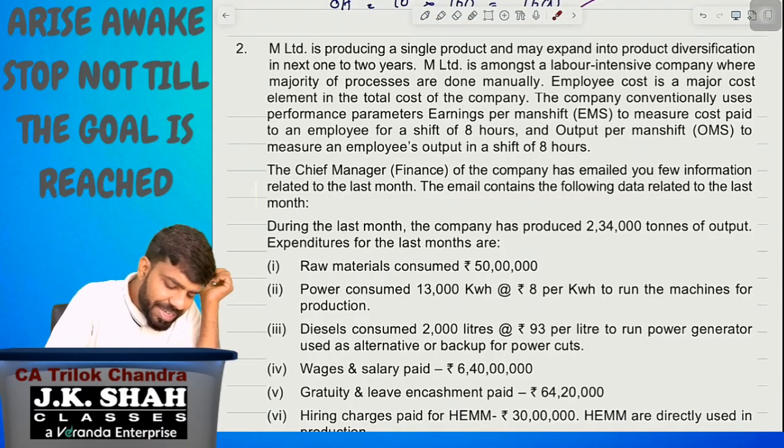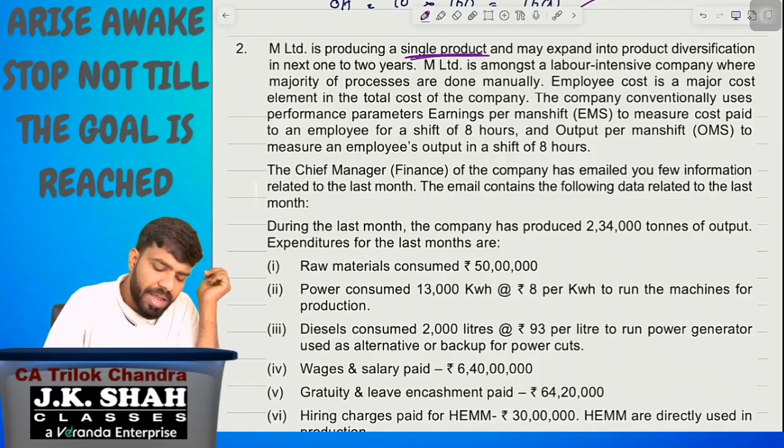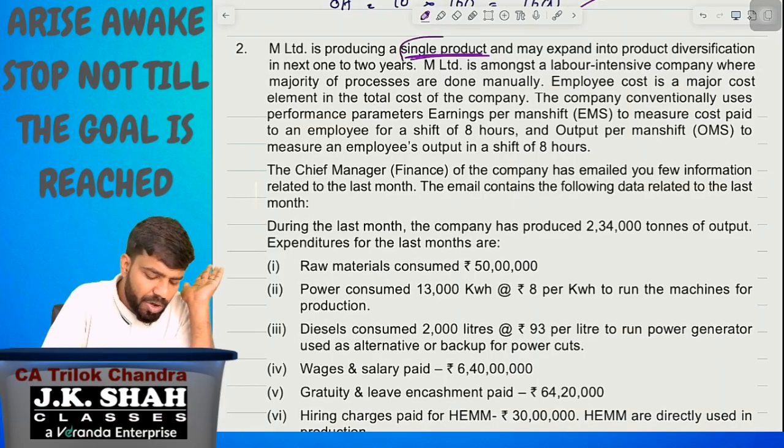Look at this question. ML Limited is producing a single product. This makes sense in this question. Single product, and may expand into product diversification in the next 1 or 2 years. As of now, it's a single product company.